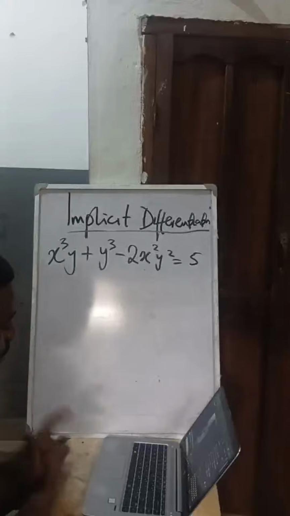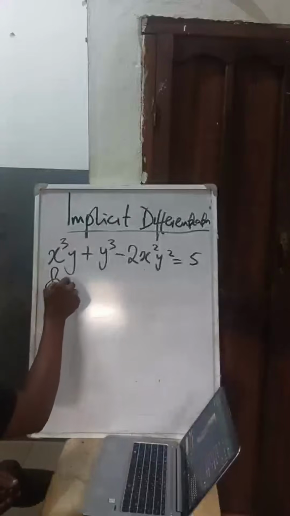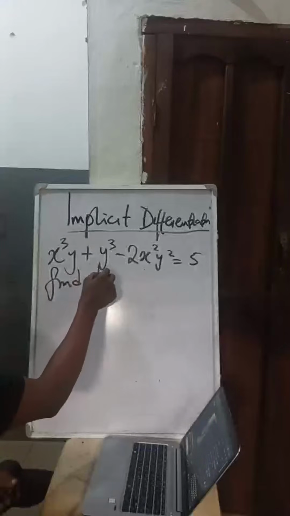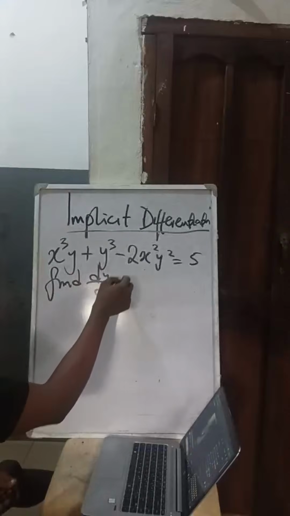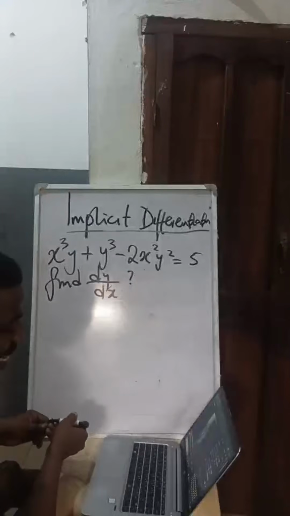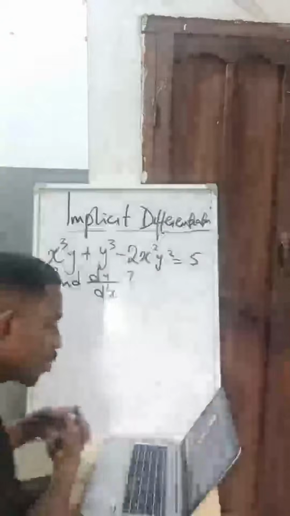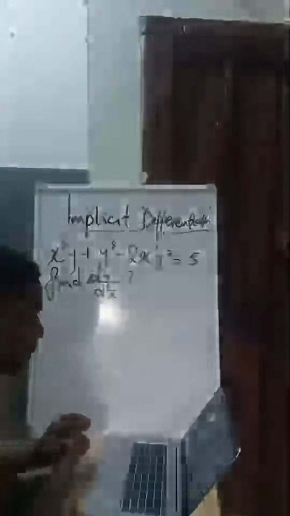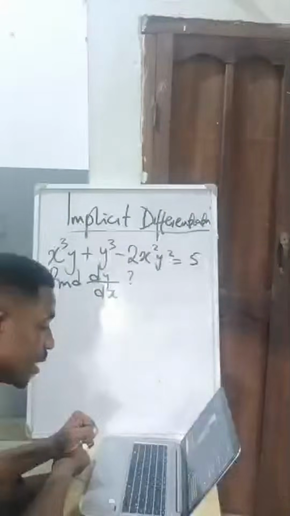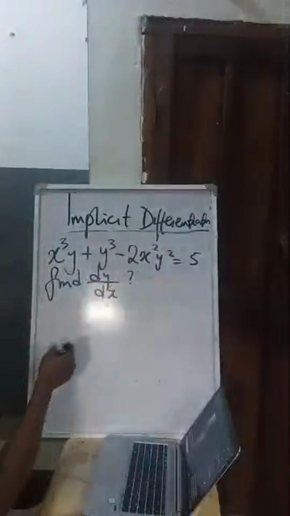This is implicit differentiation. Find dy dx, not delta y delta x. dy dx is ordinary differential equation. They say find dy dx, ordinary differential equation. Okay, so how do we go about that?